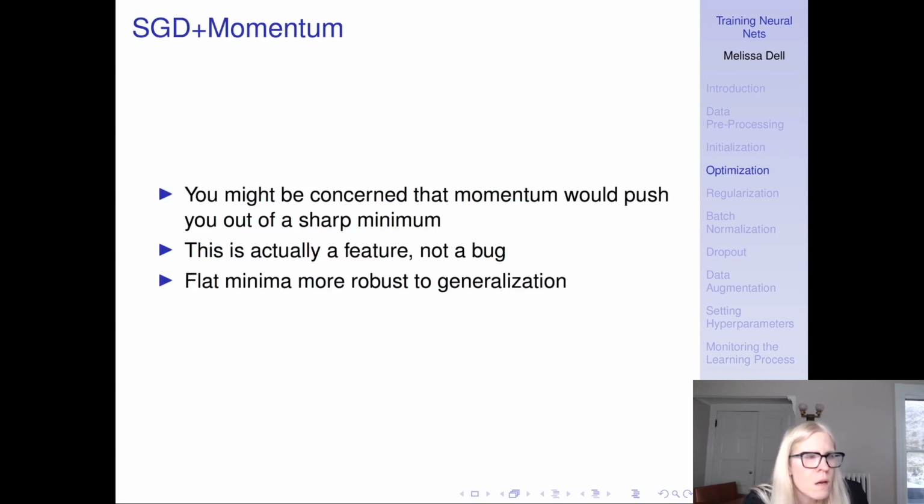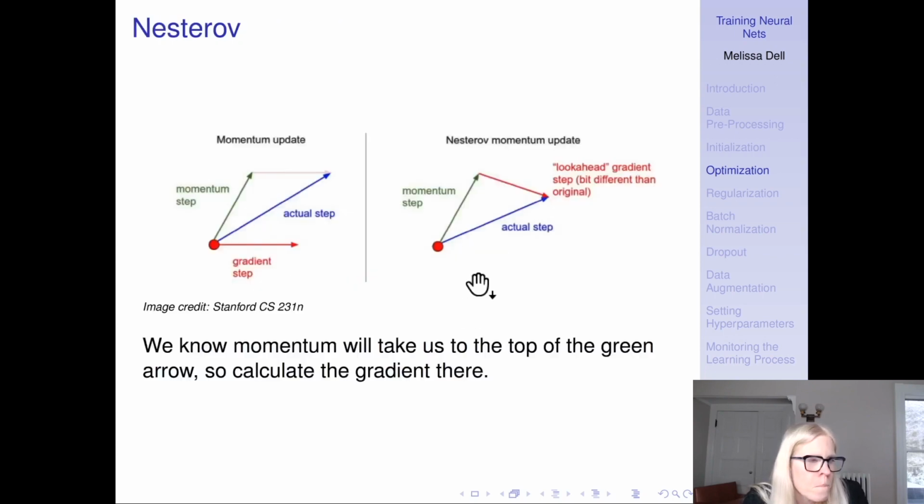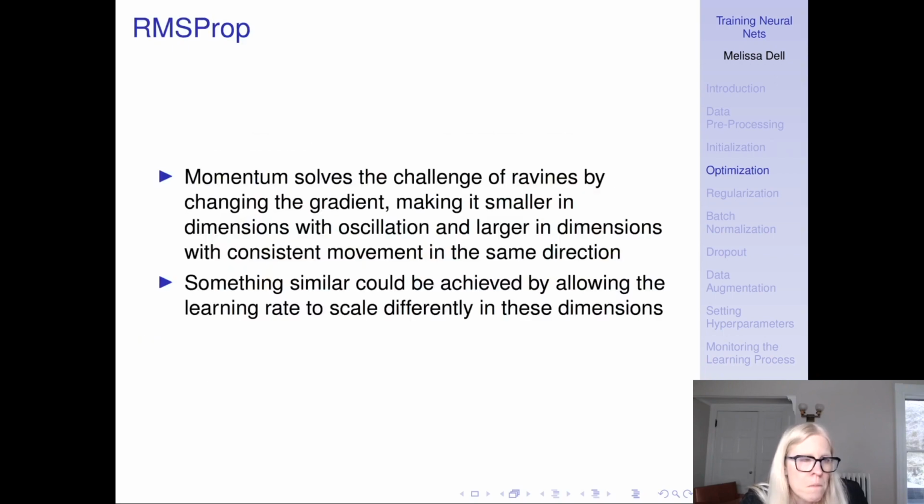Okay. So you might be concerned that momentum would push you out of a sharp minimum, but that's actually a feature and not a bug, because flat minima tend to be more robust to generalization. All right. So we know that momentum will take us to the top of the green arrow shown here with your momentum step. And so what Nesterov does is to calculate the gradient there. Usually your update then will be a little bit different than it would have been if you calculated the gradient where you were initially.